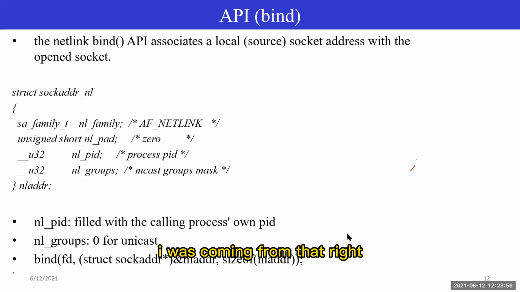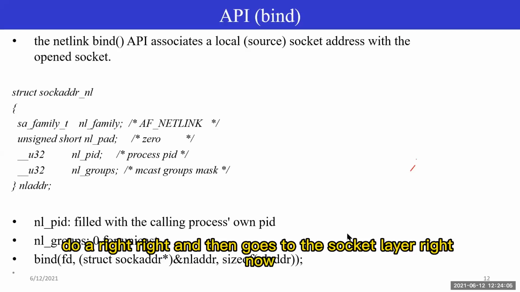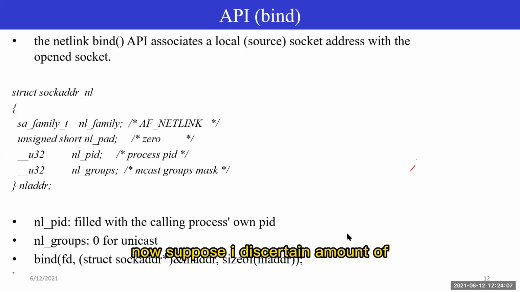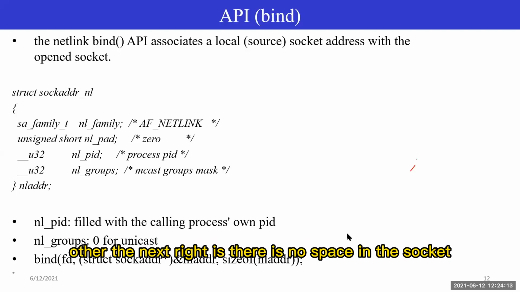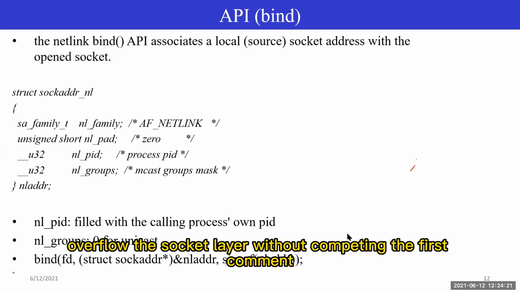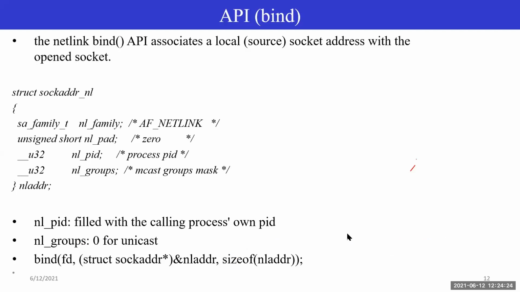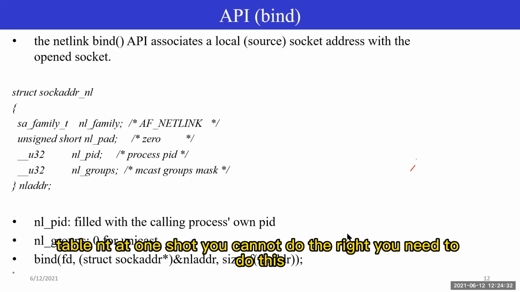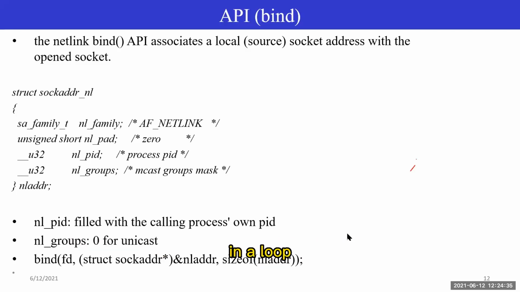Yeah, so I was coming from that. Suppose I make a number of Netlink calls and do a write, and it goes to the socket layer. Now suppose I did a certain amount of writes, and for the next write there is no space in the socket layer, it may block. How can you overflow the socket layer without completing the first command? You cannot send 50K, or 50,000, routing table entries in one shot. You cannot do that, right? You need to do this in a loop.